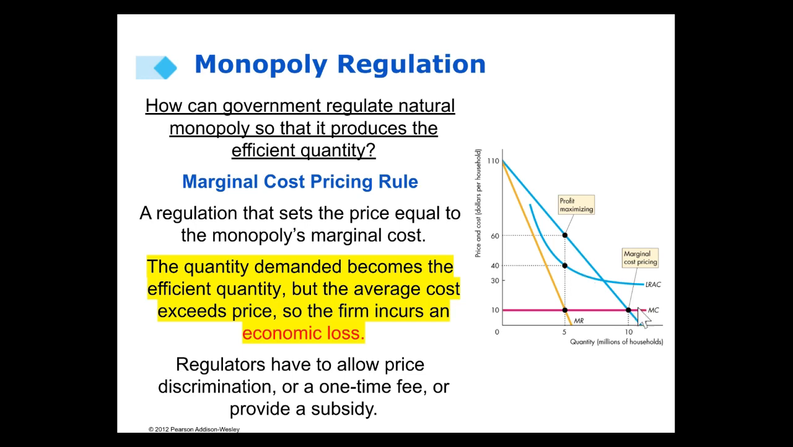Now, the problem with this is it may be the case that the marginal cost will force the one supplier into an economic loss. So regulators have to allow some sort of price discrimination or allow maybe a one-time fee or provide a subsidy in order for this to work.